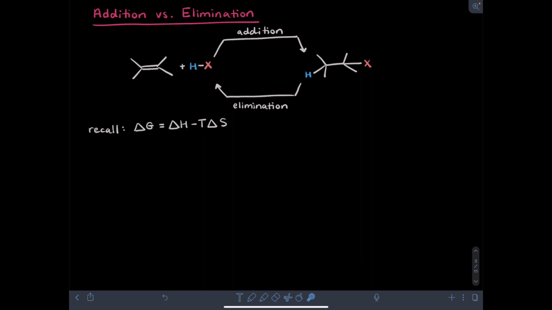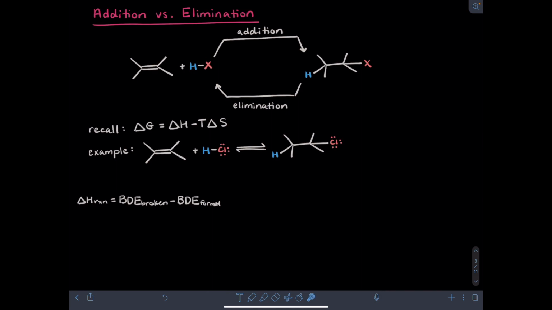We'll want to consider the thermodynamics of the forward reaction, addition, and the reverse reaction, elimination. Recall that the Gibbs free energy is equal to delta H minus T delta S. And let's consider a particular example where we're looking at the following tetrasubstituted alkene and adding HCl to it. We could calculate the change in enthalpy for this reaction by looking at the sum of the bond dissociation energies for the bonds broken minus the sum of the bond dissociation energies of the bonds formed.